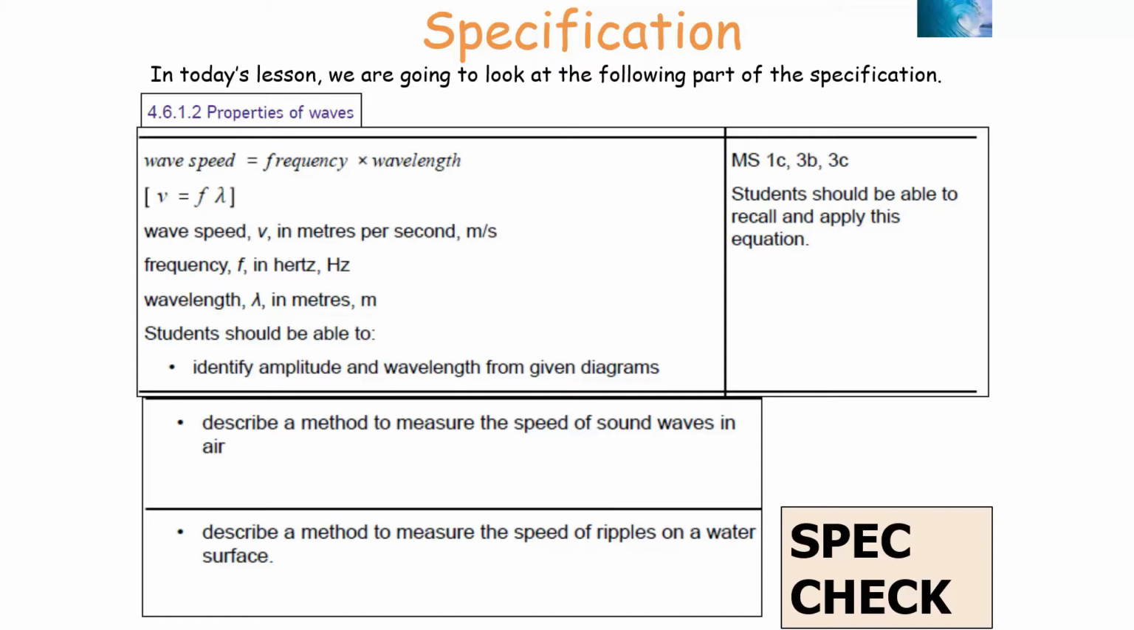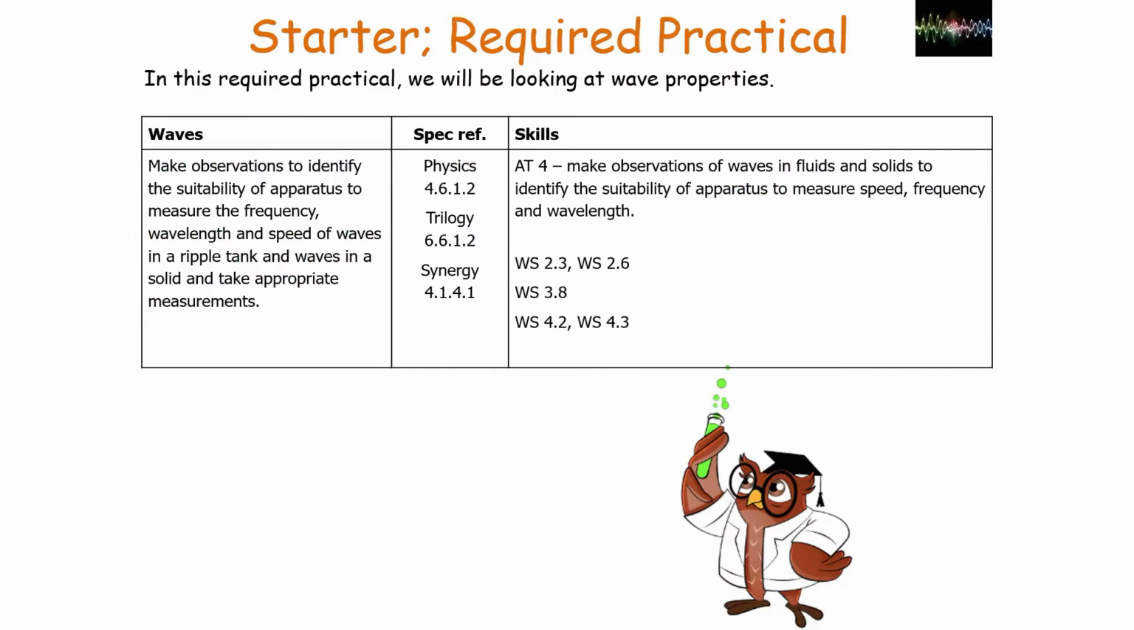4.6.1.2 Properties of waves, and in particular it's looking at a required practical, which is where you've got to make observations to identify the suitability of apparatus to measure frequency, wavelength and speeds of waves in a ripple tank and waves in a solid by taking appropriate measurements.